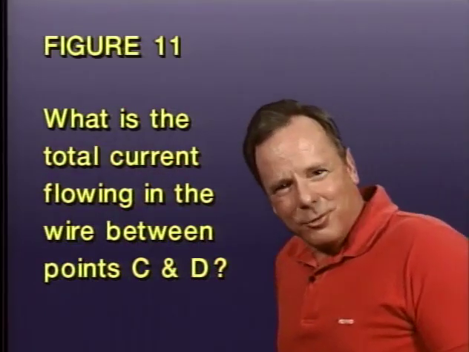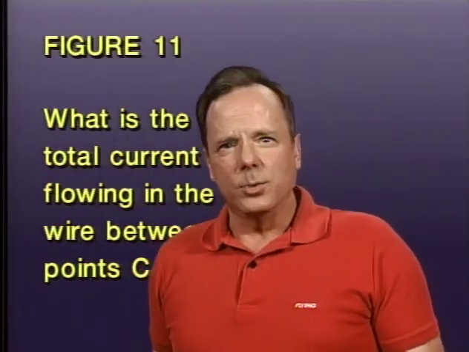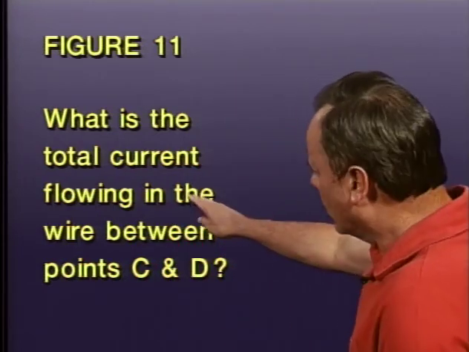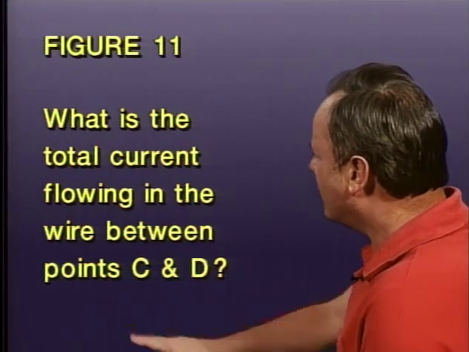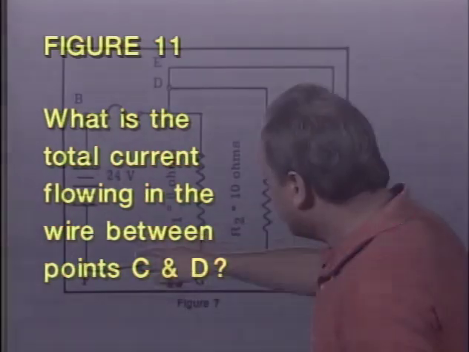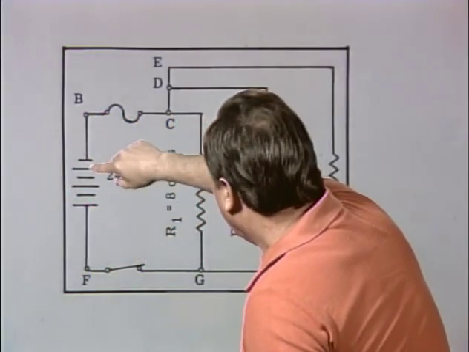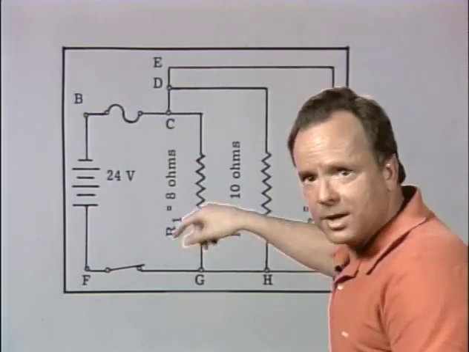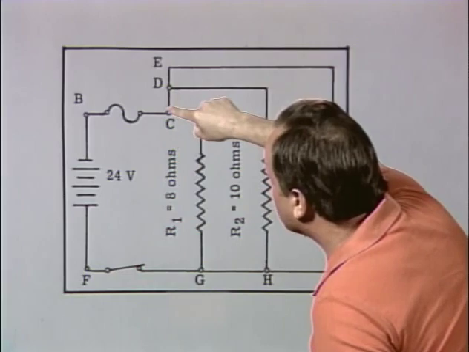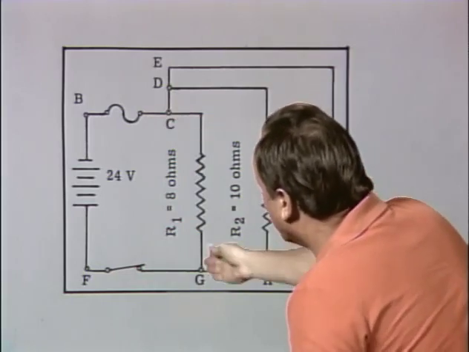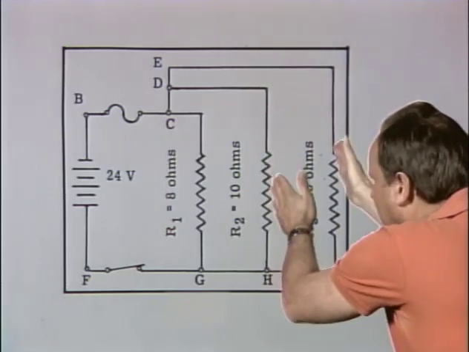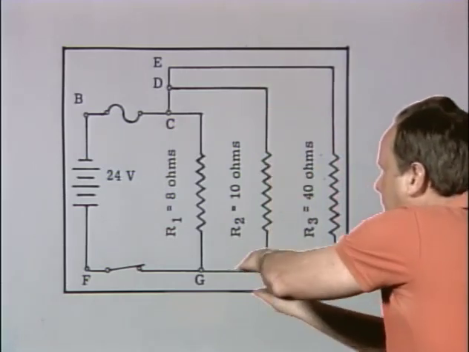We've been doing pretty tough questions. It's time for you and I to do an easy one. So let's take a look at figure 11. And the question is going to be, what is the total current flowing in the wire between points C and D? Well, let's take a look at figure 11. First of all, we have a 24-volt battery, and then we have a fuse right here, which has no resistance as far as we're concerned. And then C and D is what we're talking about. So we'd have the current going, it could go this way, or the current goes this way. Of course, it goes both ways. And then we have these two parallel resistances and then back.